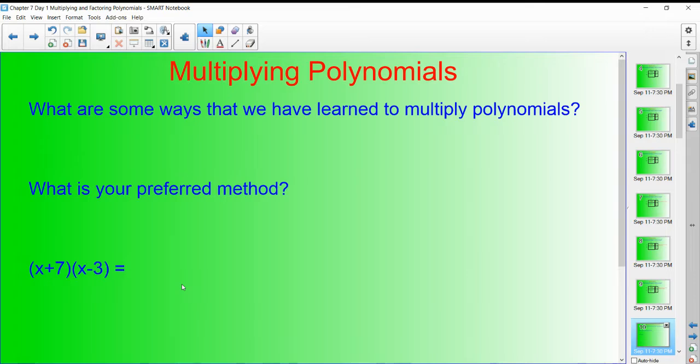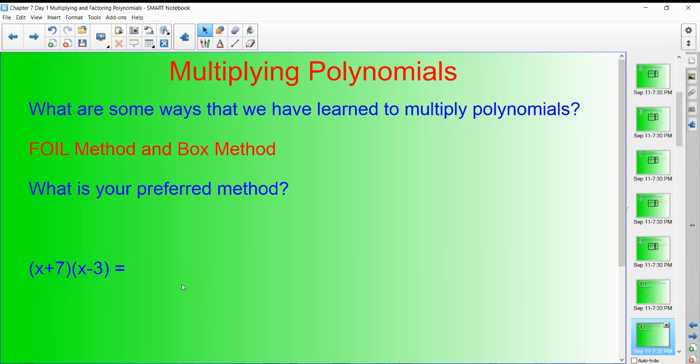But before we begin multiplying polynomials, what do you know? I want you to recall what methods have you been taught in the past, and what's your preferred method? If you have one that you like and it always works, I want you to use that one. I'm about to show you two different methods. I'm going to show you the FOIL method and the box method. Now, I'm not here to make you use a different method. I'm here to firm up whichever method you want to use.